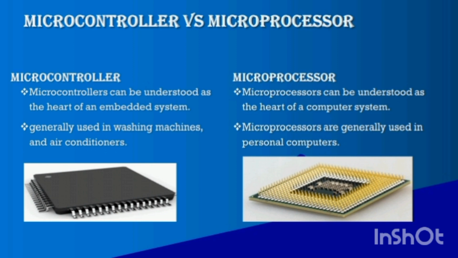Microcontroller versus microprocessor. Microcontrollers can be understood as the heart of an embedded system. Generally, they are used in washing machines and air conditioners. Microprocessors can be understood as the heart of a computer system. Microprocessors are generally used in personal computers.